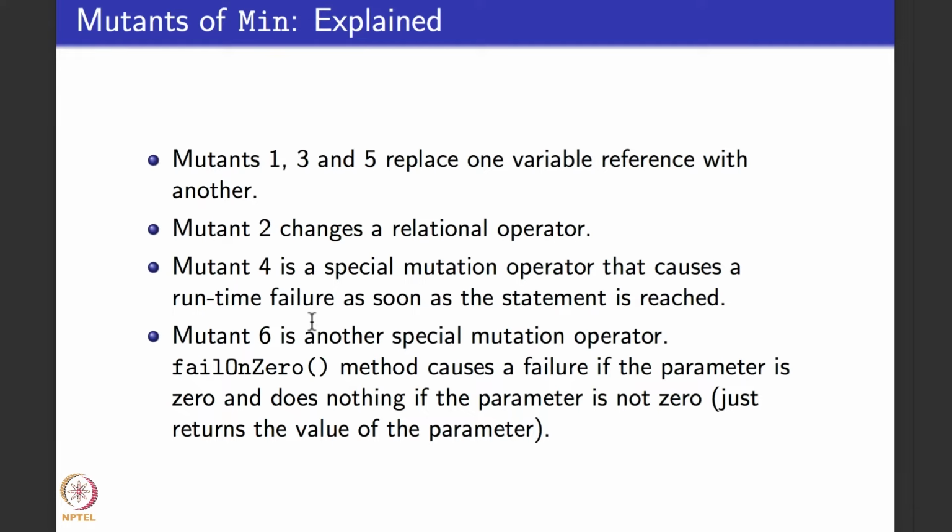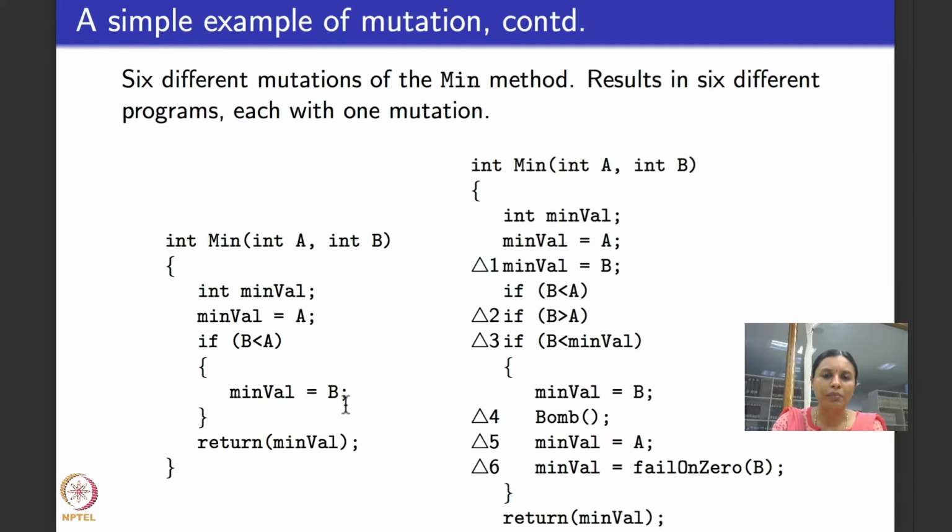You might wonder, what is the point in putting the bomb statement instead of doing this min val equal to b? Typically, there is something called random testing or crash testing a program. The bomb statement is very useful to see how the program behaves when it randomly crashes. So by applying this bomb mutation, by replacing min val equal to b with that bomb statement, I'm checking for random crashes in the program.